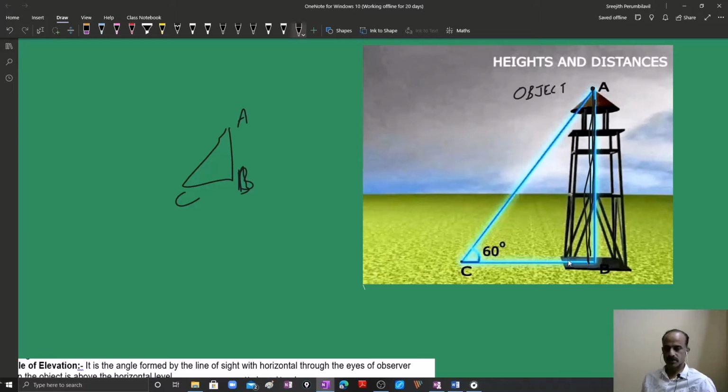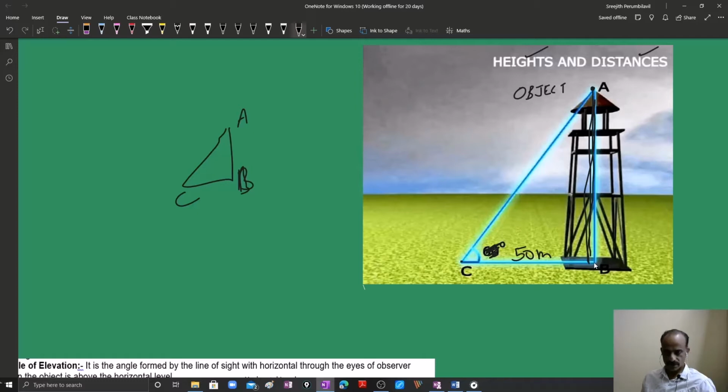Suppose we walk a certain distance. Maybe I'm walking 50 meters from the foot of the building, that's possible. We can measure how much we are walking, but we don't know the height of the building. So we are using the concept of trigonometry to find the heights or distances. In this case, we will be finding the height.